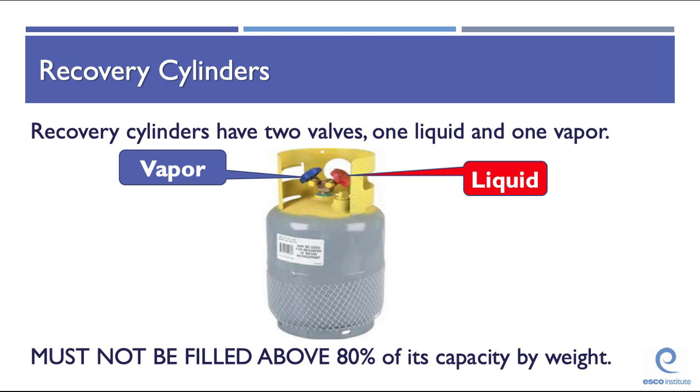Recovery cylinders have two ports, one liquid, one vapor. Care must be taken not to overfill or heat these cylinders or it could cause an explosion. The EPA requires that refillable refrigerant cylinders must not be filled above 80% of its capacity by weight, and the safe filling level must be controlled by mechanical float devices, electronic shutoff devices, or weight.